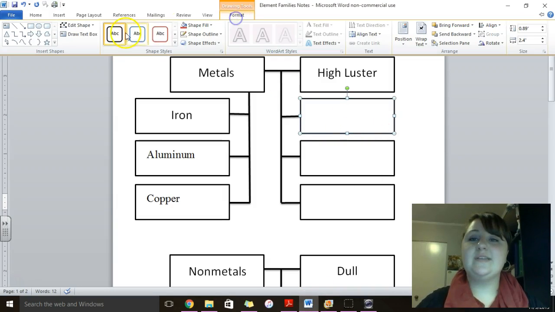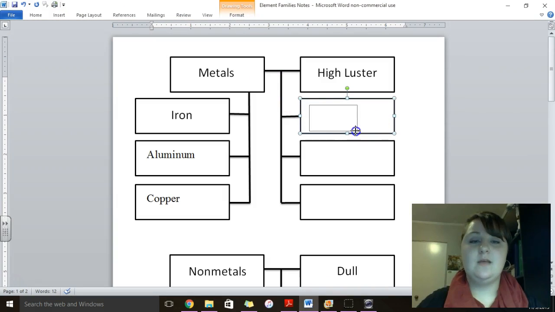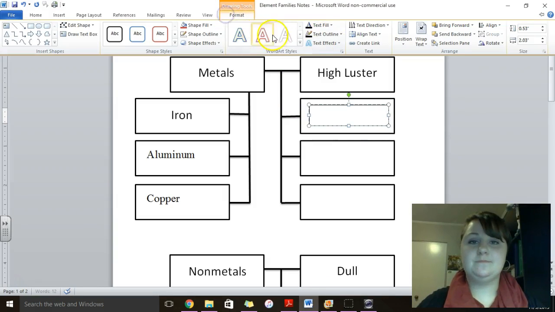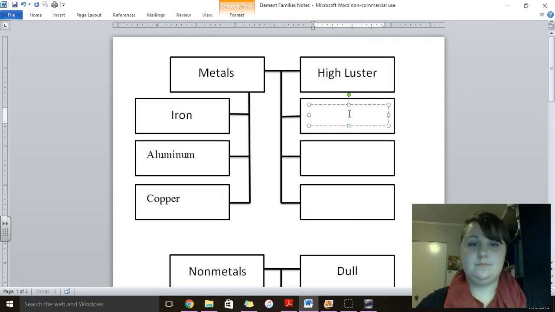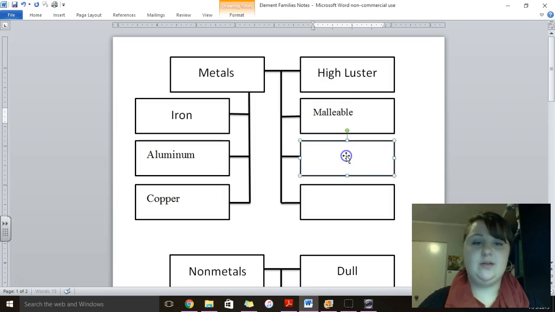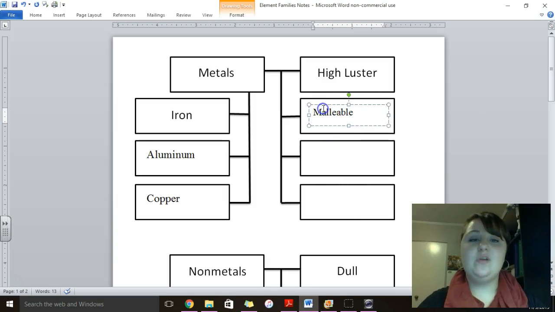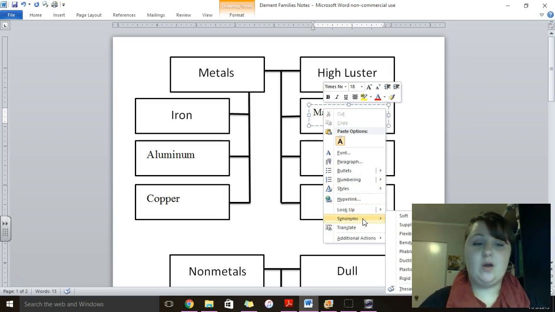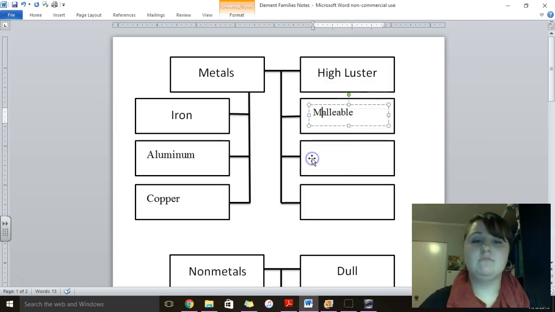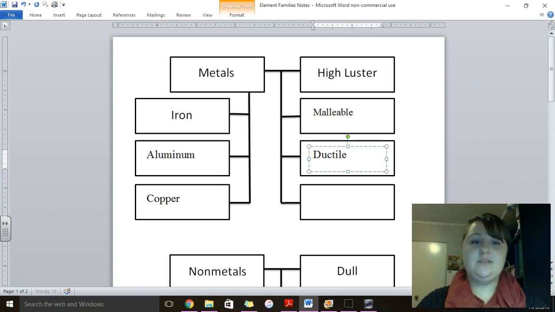What were some other things that it said? Well, it said that metals were malleable. That's spelled correctly, I think. Yeah, malleable. If you noticed, some synonyms for malleable are soft and flexible and bendy. It also said that metals are ductile.